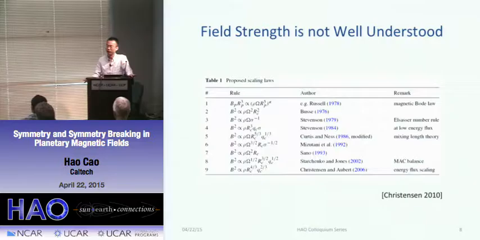So here's the thing. Those scaling laws are generally derived with two principles. One is force balance. You assume the Lorentz force is balanced by the Coriolis force, and that gives you an estimate of the field strength, since you know the rotation and all the other quantities. And that gets Jupiter and Earth right. Saturn is off: the number should be 1, and the value for Saturn is 0.01. The value for Uranus and Neptune is 0.001, and the value for Mercury is 10 to the minus 5, if you do force balance.